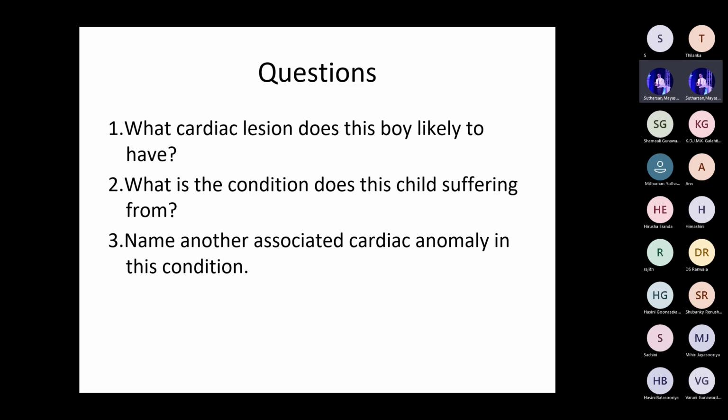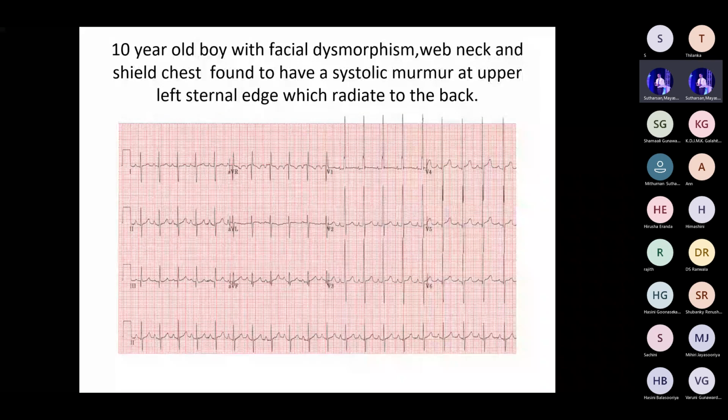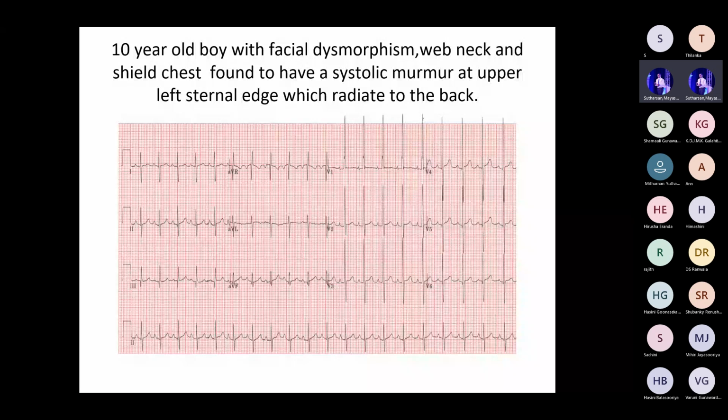Okay, go to the 10-year-old boy, dysmorphic faces with web neck. Right. Shield chest. Okay. Web neck in a girl. What is the condition? Turners. So web neck in a boy, can it be Turners? No. So that's Noonans. Sometimes it might be, we'll say Noonans.